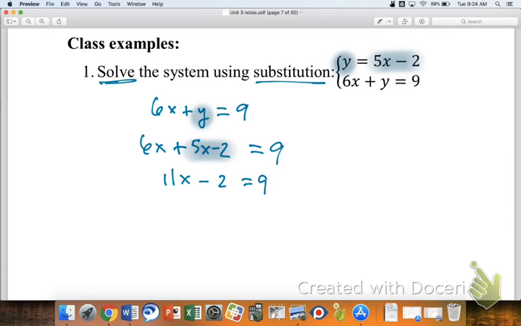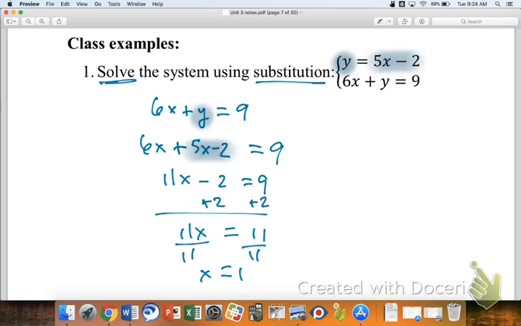And now that I've simplified them down to a relatively straightforward equation to solve, would you guys try to get rid of that 11 first or the minus 2 first? Minus 2. All right, so we add 2 to both sides. So when I add 2 to both sides, I get 11x equals 11. And then to get rid of the 11, divide by 11. So dividing by 11, I end up with x is equal to 1.